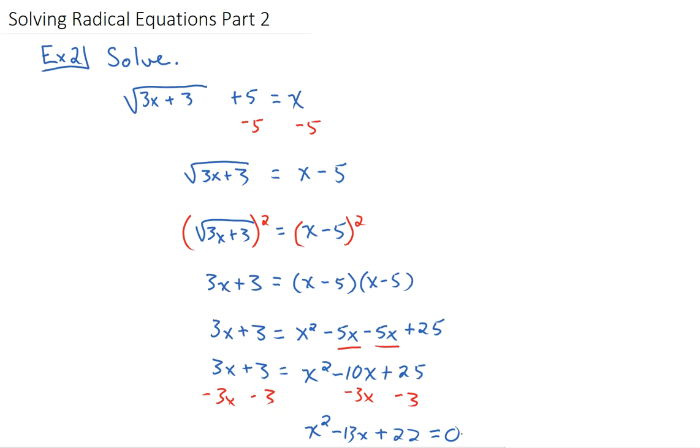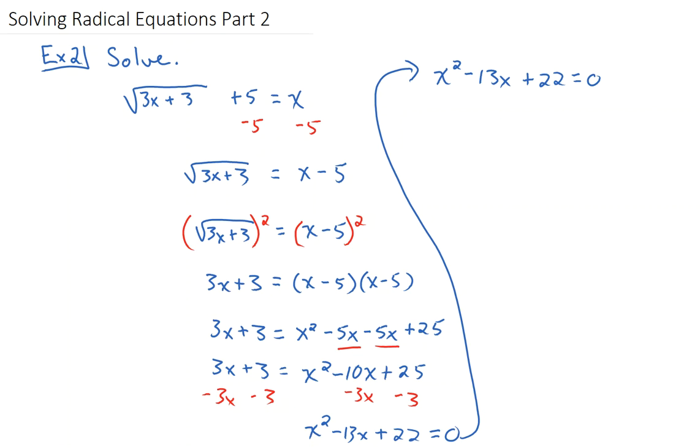Since I've run out of space here, I'm going to carry this problem up here to the top. And since our a is a 1, what we're looking for here are factors of 22 that add to negative 13. That's going to be a minus 11 and a minus 2. And then once we have it factored, we can set each factor equal to 0 and solve the mini equations.